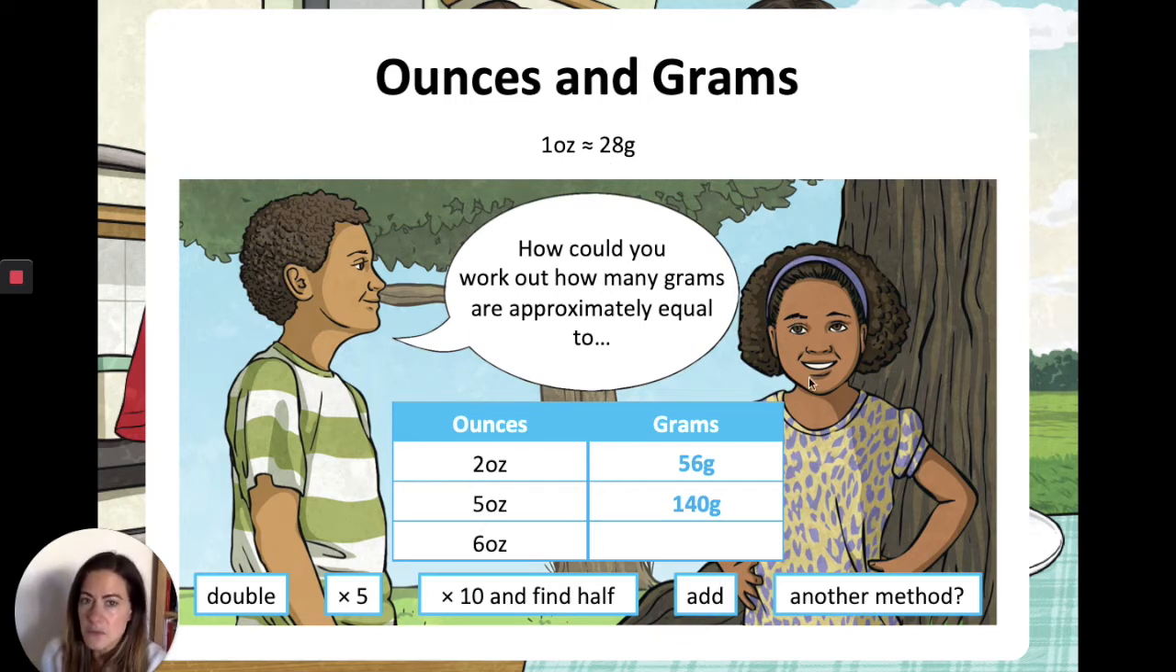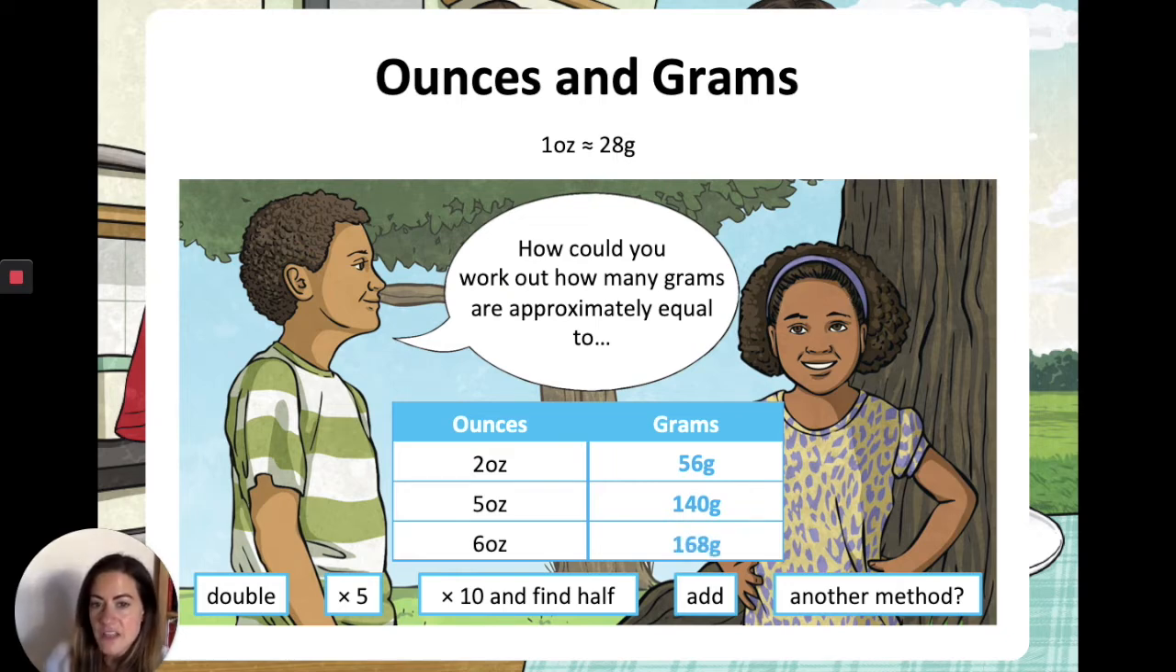28 plus 28 plus 28, etc. So there's lots of different ways I can do it. What about for 6 ounces? Well, I know that 5 plus 1 makes 6, so I could do 140 plus 28, and I get 168.